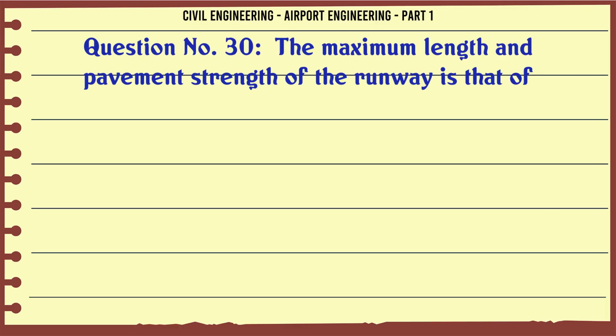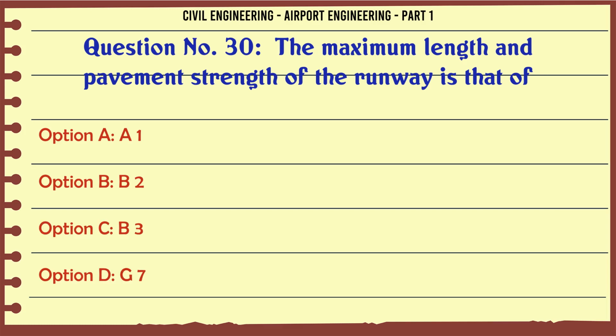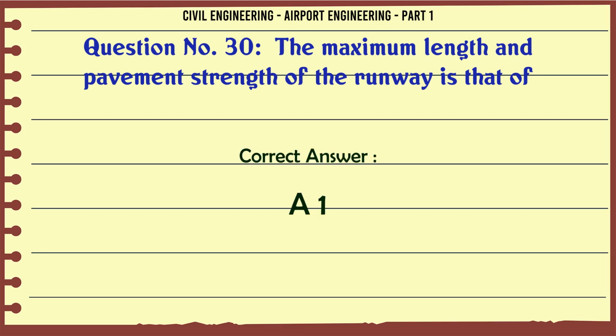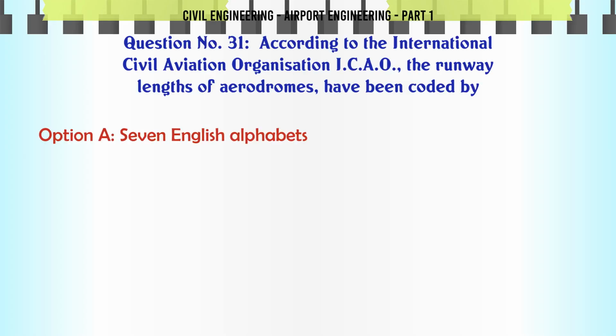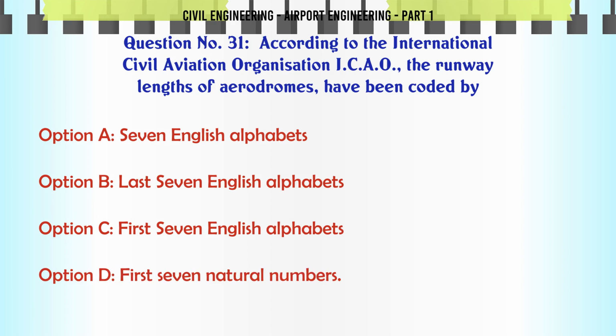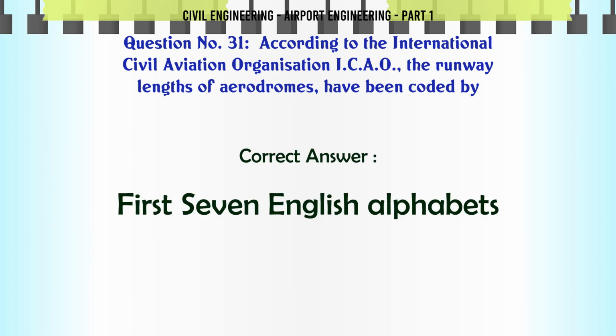The maximum length and pavement strength of the runway is that of: A. A1, B. B2, C. B3, D. G7. The correct answer is A1. According to the International Civil Aviation Organization, I.C.A.O., the runway lengths of aerodromes have been coded by: A. 7 English alphabets, B. last 7 English alphabets, C. first 7 English alphabets, D. first 7 natural numbers. The correct answer is first 7 English alphabets.